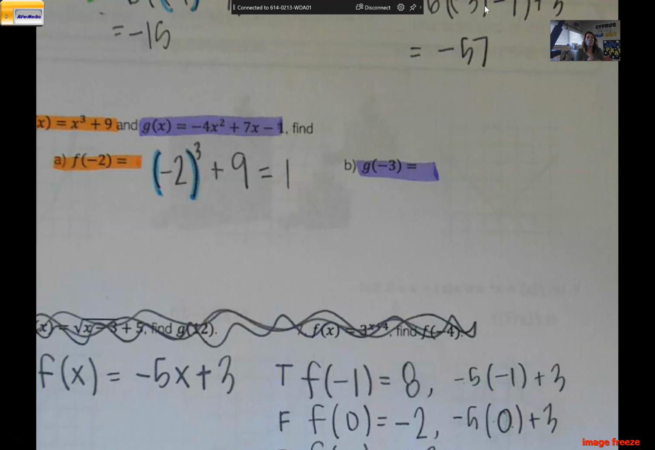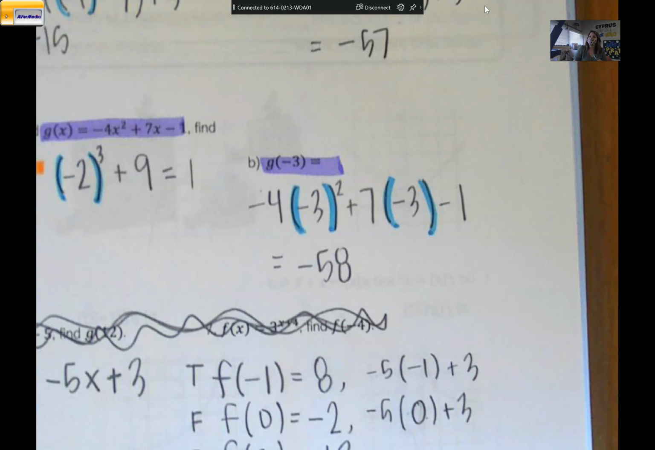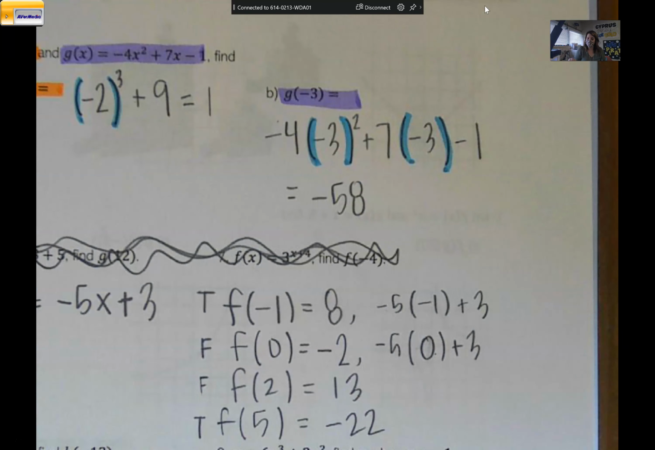Okay, let's see. Hold it up for a minute so that I can see. Okay, this one should be negative 58. So I'll show you how I plugged mine in. And hopefully if you got something wrong, it'll help you see what. Okay, we got a couple more problems and then you'll start doing your quiz.